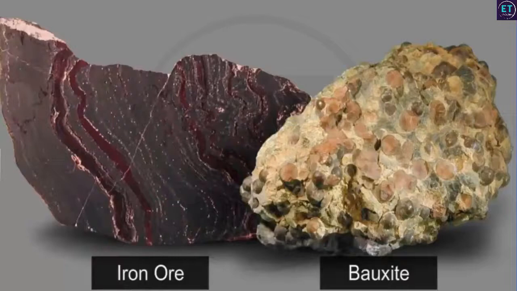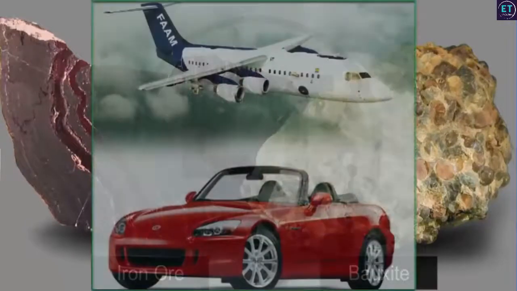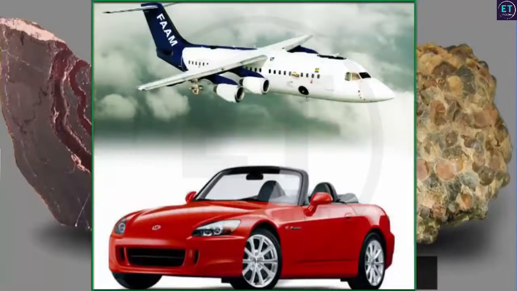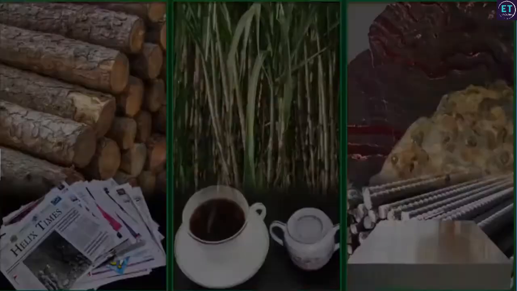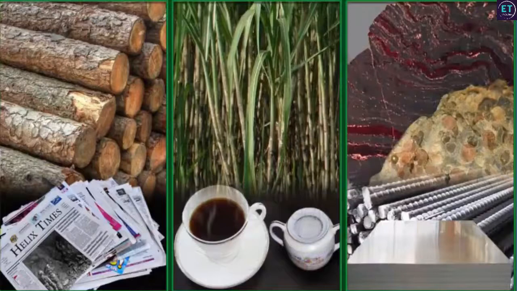These rocks are what our cars and aircraft are made of. Not the ores, but the iron and aluminium manufactured from them. In all the examples we saw so far, we talked about manufacturing something from another thing.